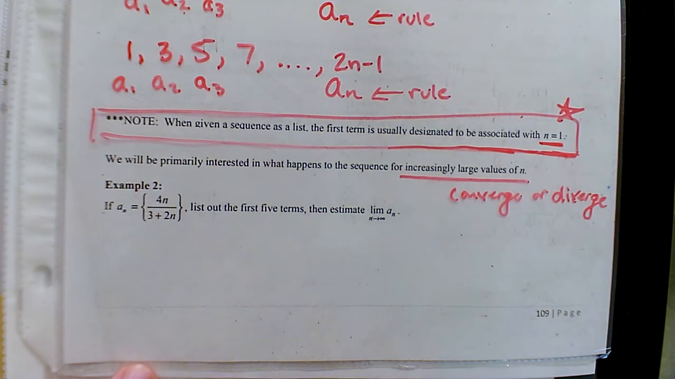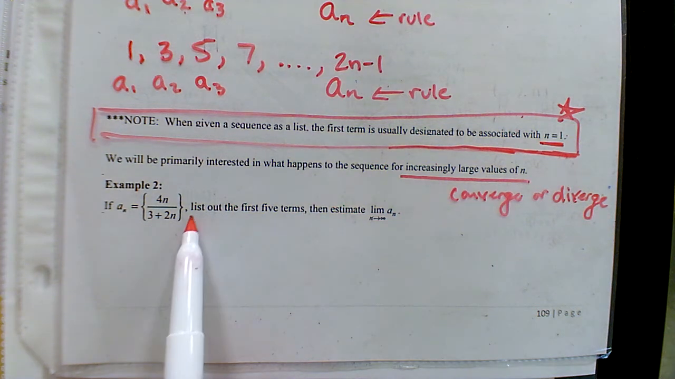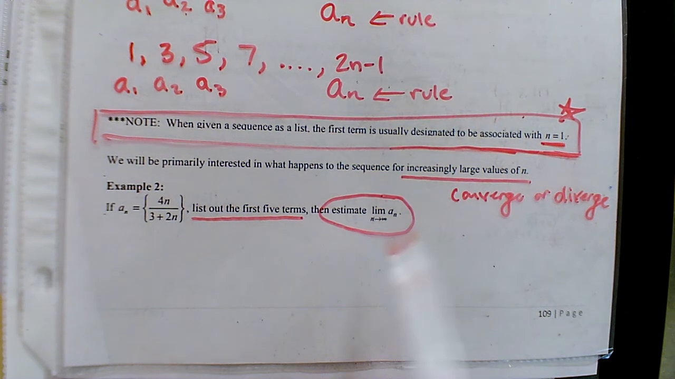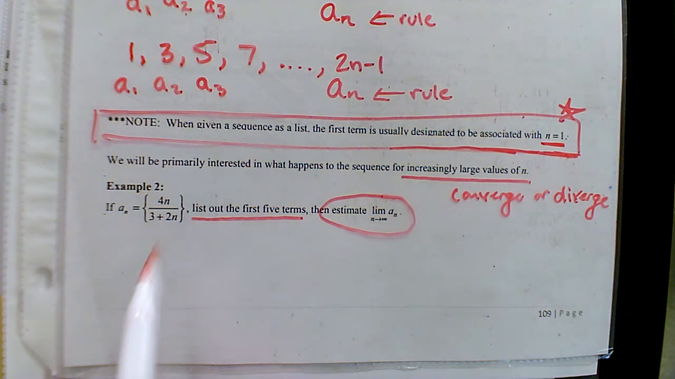All right, so let's take a look at this first one. They're giving us a rule, a sub n. If we plug in 1, we'd get the first term. If we plug in 2, we'd get the second. So they want us to list out the first 5 terms. And then based off of those, maybe we can see some type of pattern to help us estimate, well, if we were to go really far into this sequence, like what if we were to plug in infinity? What would we eventually get? Would it converge to a number or diverge to an infinity?